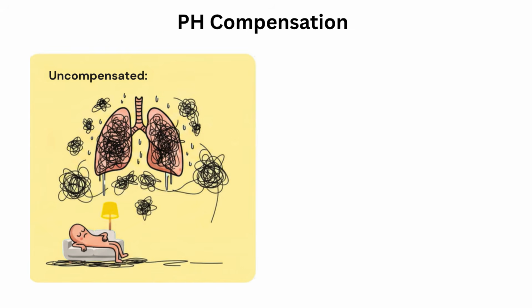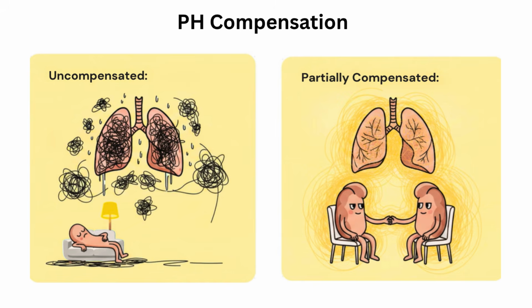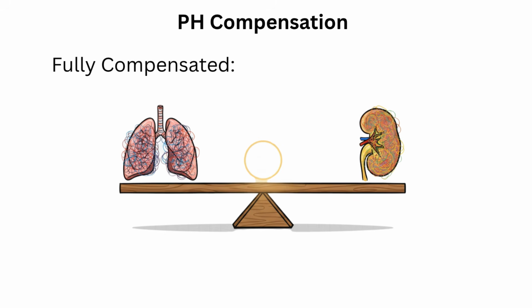totally abnormal. Partially compensated means they're in couples counseling. The other organ is actively trying to help balance the acid or base, but the pH isn't quite back to normal yet. It's a work in progress. Fully compensated is our ultimate goal, a happy baby. Both organs have worked together to perfectly offset the problem, and the pH is happily back inside the normal range.